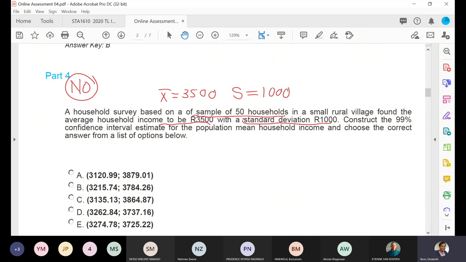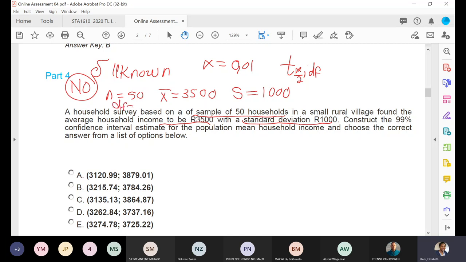So the population standard deviation here is unknown. Sigma is unknown. You need to be able to read the question to make sense of whether this is a population or a sample standard deviation. Construct a 99% confidence interval. We know that our N is 50 and our alpha will be 0.01. So we need to find the critical value from the T distribution table, which is T alpha divided by 2 and the degrees of freedom.